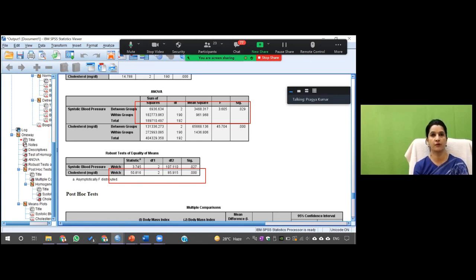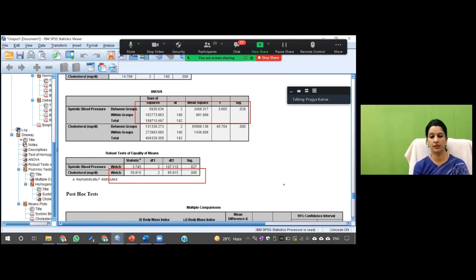Priyanka wants me to repeat. Okay, Priyanka. We discussed in the theory that if the equality of variance is assumed, then we will take the value of standard F statistics, like we did for the t statistics yesterday. Remember the same concept. If the equality of variance is not assumed, then we'll take this Welch ANOVA value.